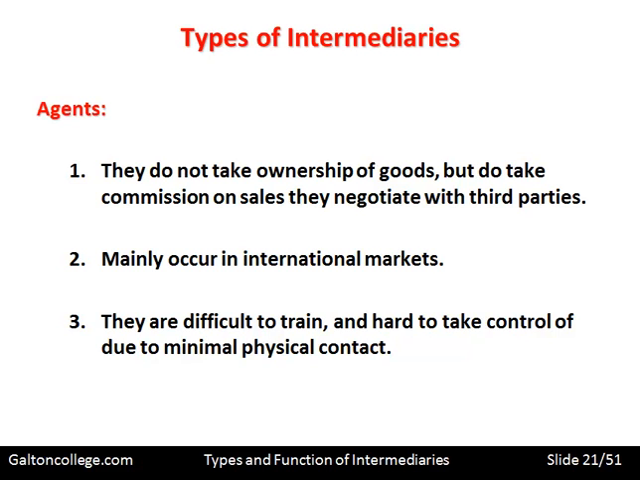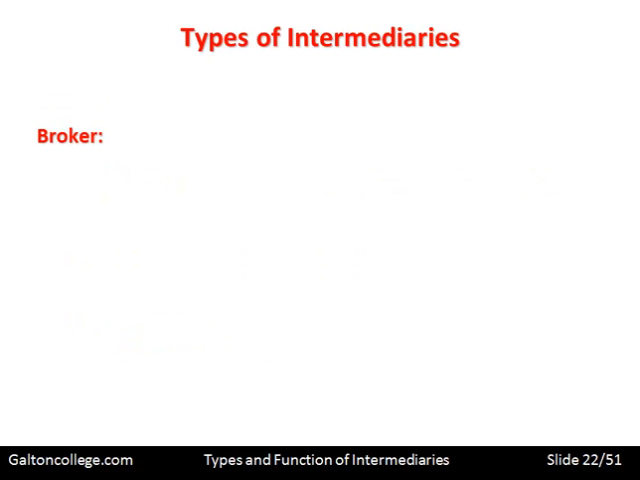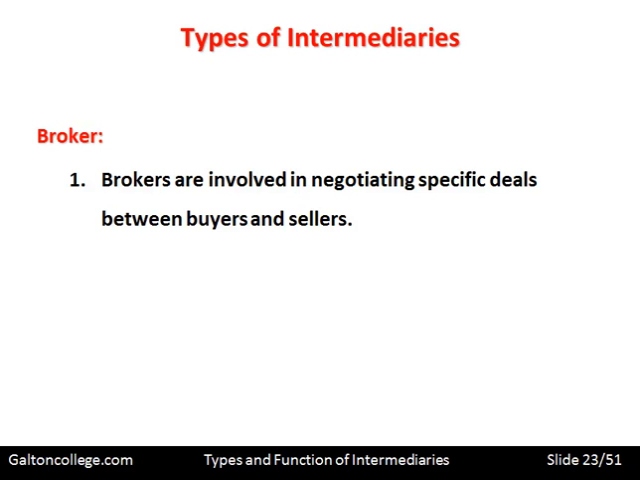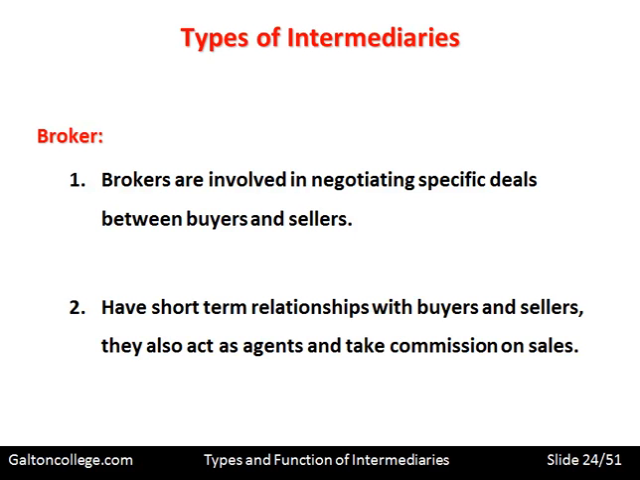The companies may not completely understand the agent. What the company is interested in primarily is sales, and if the agent can get the sales, the agent will get a commission. There's also a broker, again something we don't often think about in the context of intermediaries. Brokers are involved in negotiating specific deals between buyers and sellers. So brokers, these ones, they do particular deals. They have a short-term relationship with the buyers and the sellers.